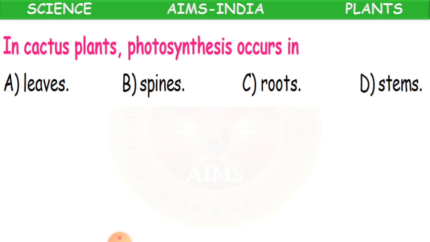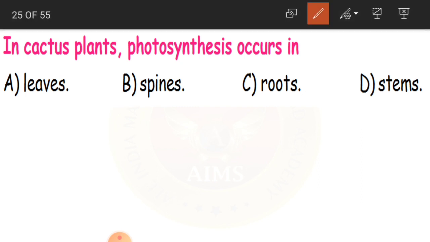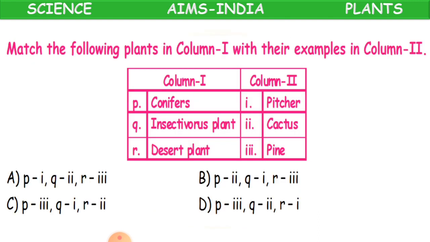In cactus plants, photosynthesis occurs in. What is photosynthesis, children? Food making process. The plant itself makes food, that is known as photosynthesis. So in cactus plants, that is the desert plants, photosynthesis occurs in whether leaves, spines, roots or stems. And the answer is stems.